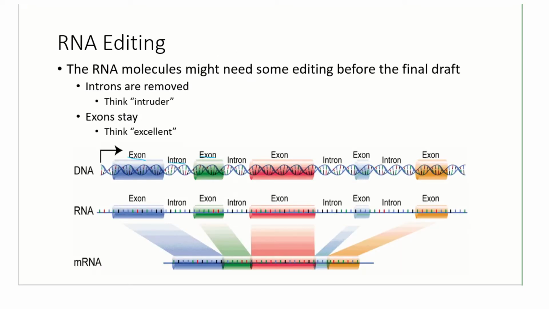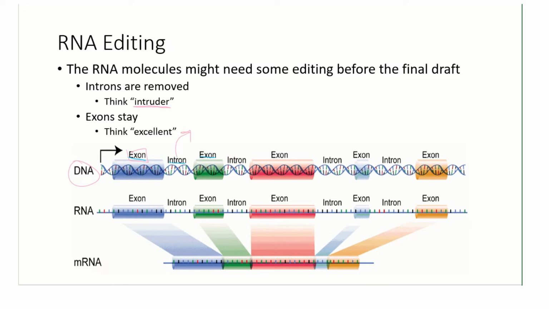So when RNA is getting made into the mRNA, it'll be edited sometimes, so there might need to be some editing before a final draft can go through. So we have introns, which are removed. Think about your introns as intruders. You want to get rid of your intruders, right? And exons stay. Think about exons being excellent. You want to keep the things around that are good. Exons stay, they're excellent.